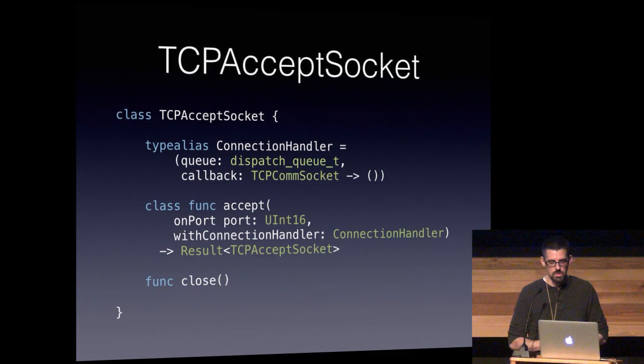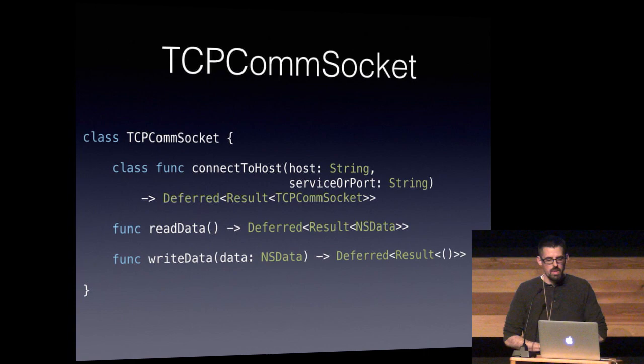On the client side, we have a TCP communication socket. So it has a connect to hosts, given some hosts and some service like HTTP or 80. We get back a deferred, because this is going to block, result of a communication socket. So it's an asynchronous operation that might fail. Once we have a successful TCP comm socket, we can read data from it. That's, again, a blocking operation that might fail. So we have a deferred result NSData. The real class has other variants, like read data to delimiter, read data to byte length, that sort of stuff. Read data is fine for the slides.